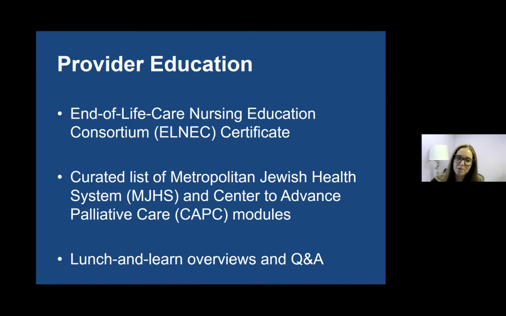Then we also developed a curated list of modules from Metropolitan Jewish Health System and the Center to Advance Palliative Care, so MJHS and CAPC. Both of these organizations offer either free or low-cost modules and webinars and different types of trainings that are very specific to certain topics. So for example, if a provider feels I really need more confidence with discussing goals of care advanced directives, they can find a module that meets that training need. Or if they really have a particular issue with a particular type of symptom or pain for a particular type of patient, there could be a module that very much speaks to that training need.